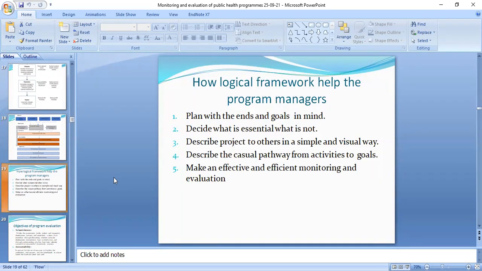The whole logical framework helps the program managers to plan with the ends and goals in mind, decide what is essential and what is not, describe the project to others in a simple and visual way, describe the causal pathway from activities to goals, and make effective and efficient monitoring and evaluation.